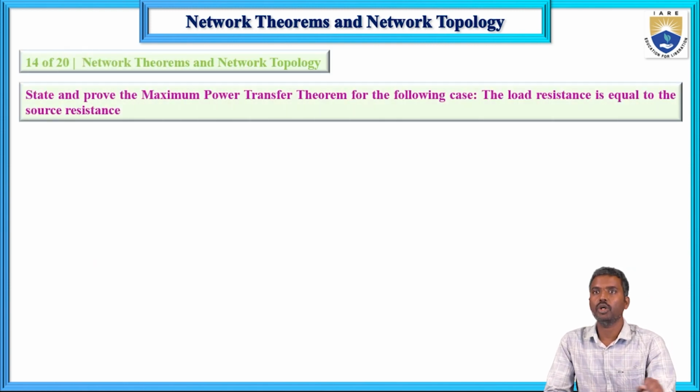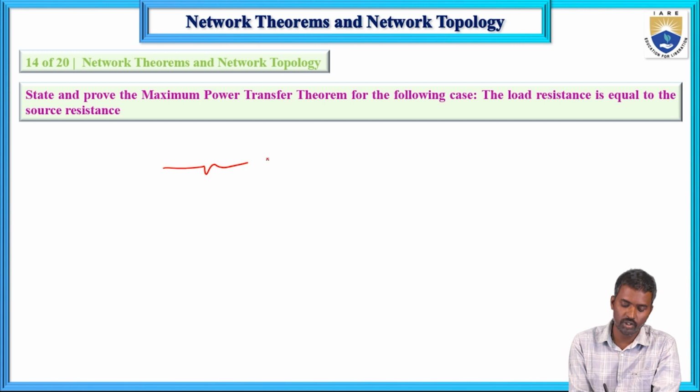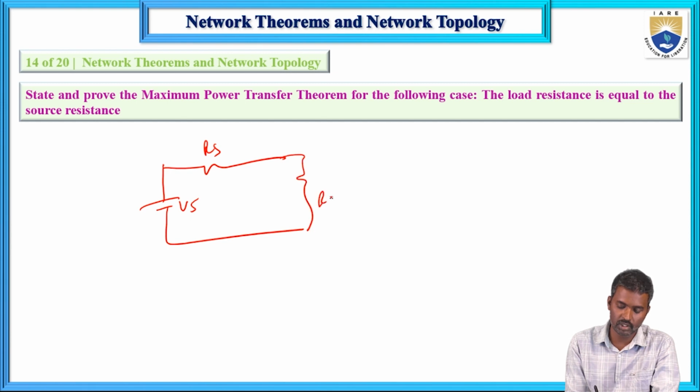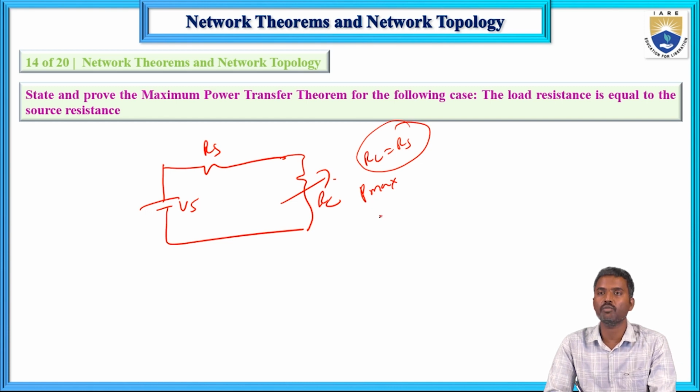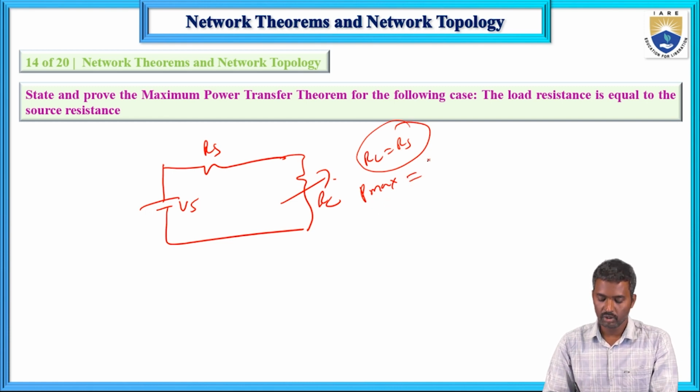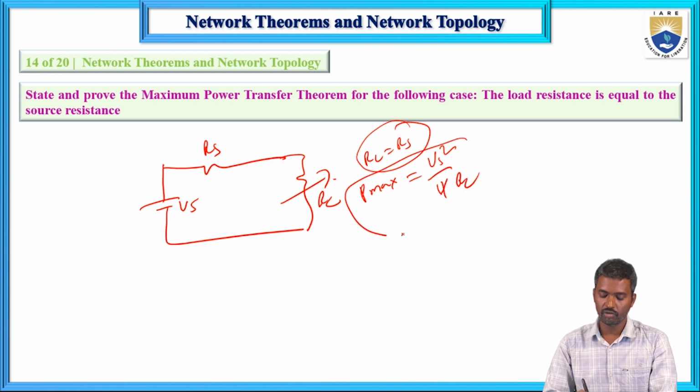State and prove the maximum power transfer theorem. The following: when load resistance equals source resistance. This one is also explained. So Vs, and this is the Rs. This one is the load resistance, which is variable. When RL equals Rs, then P is at its maximum value. When load resistance equals source resistance, the maximum power transferred to the load equals Vs square by 4 RL. This is the formula.